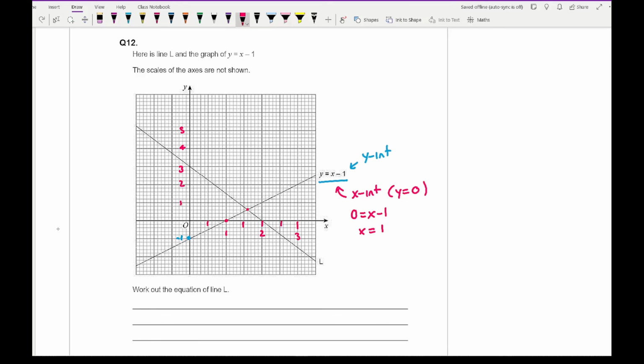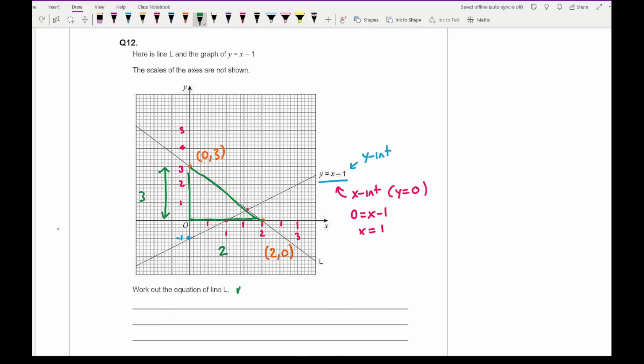So from this, what I can then do is work out what the gradient is going to be. If I work out the gradient of the line L, using two nice points here, I've got one point here which is (0, 3), and this point here which is (2, 0). So then drawing that triangle, I can see that the height of that triangle is going to be 3, and the base of that triangle is going to be 2.